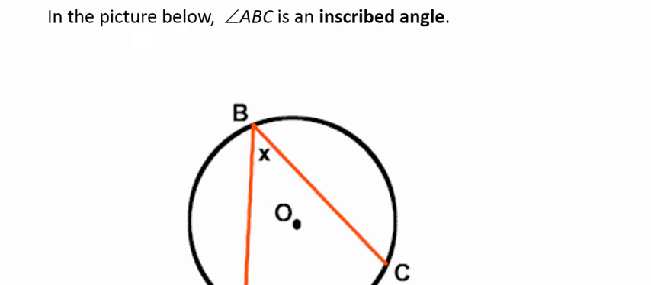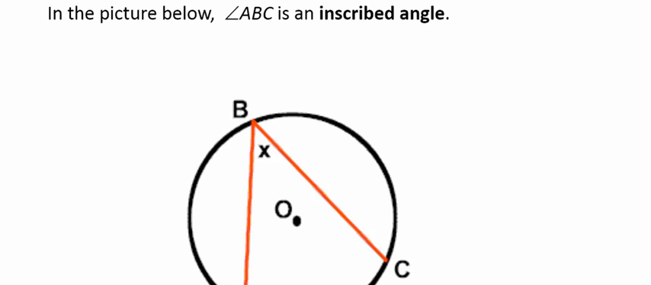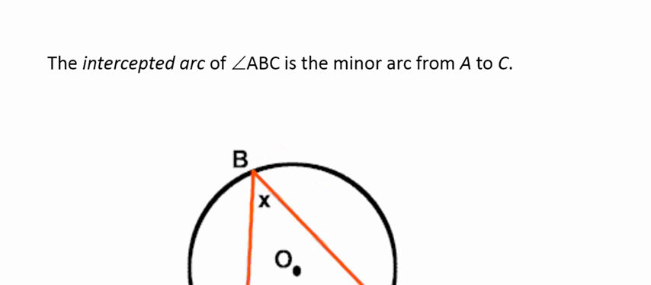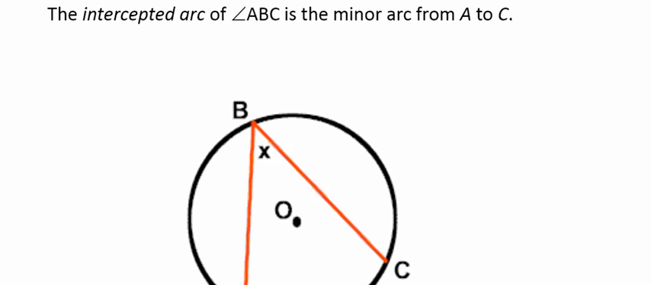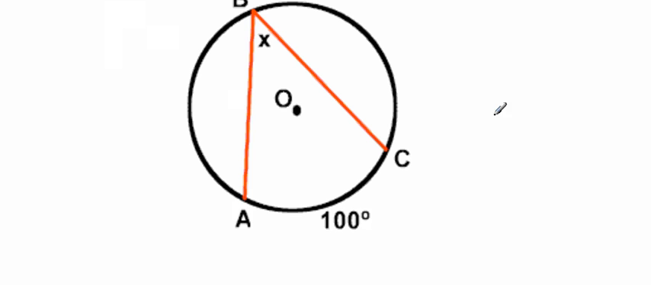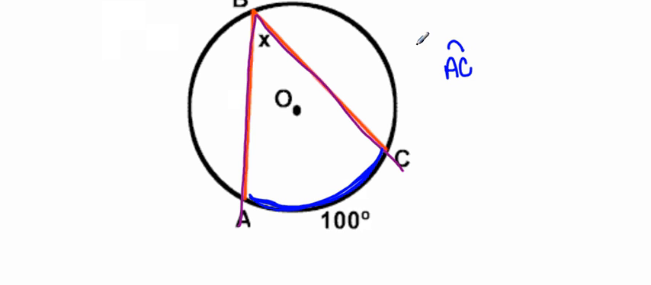All right, so again, they're giving us this same picture, and they're telling us that angle ABC is an inscribed angle. And again, that's because its vertex is on the circle. The intercepted arc of this angle is found exactly the same way you would find the intercepted arc of a central angle. You're going to take a look at the two sides of the angle, and you're going to take a look at the arc that's bounded by those two sides. So in this particular instance, the intercepted arc would be that blue arc from A to C, or in other words, arc AC.